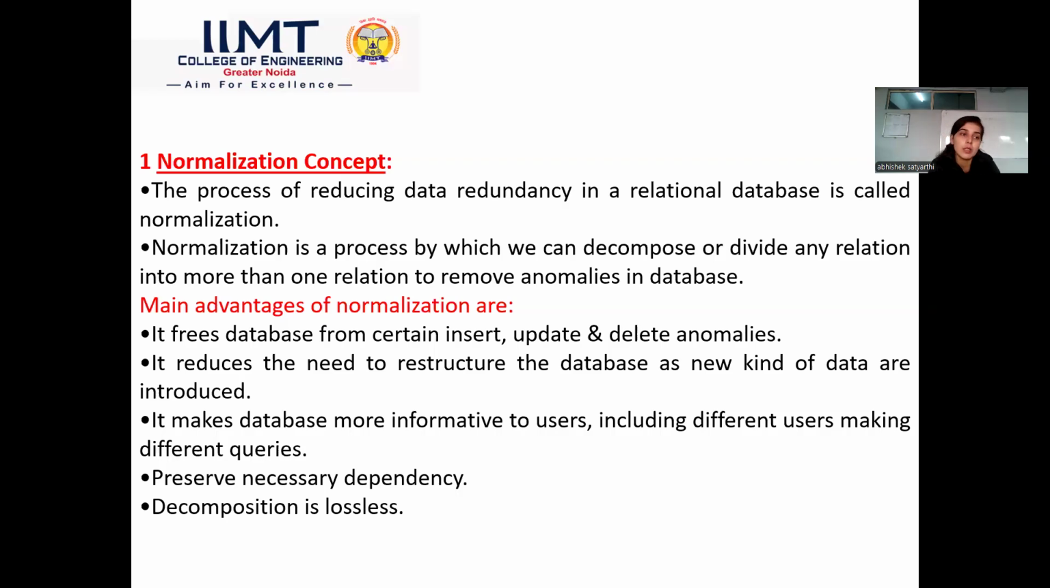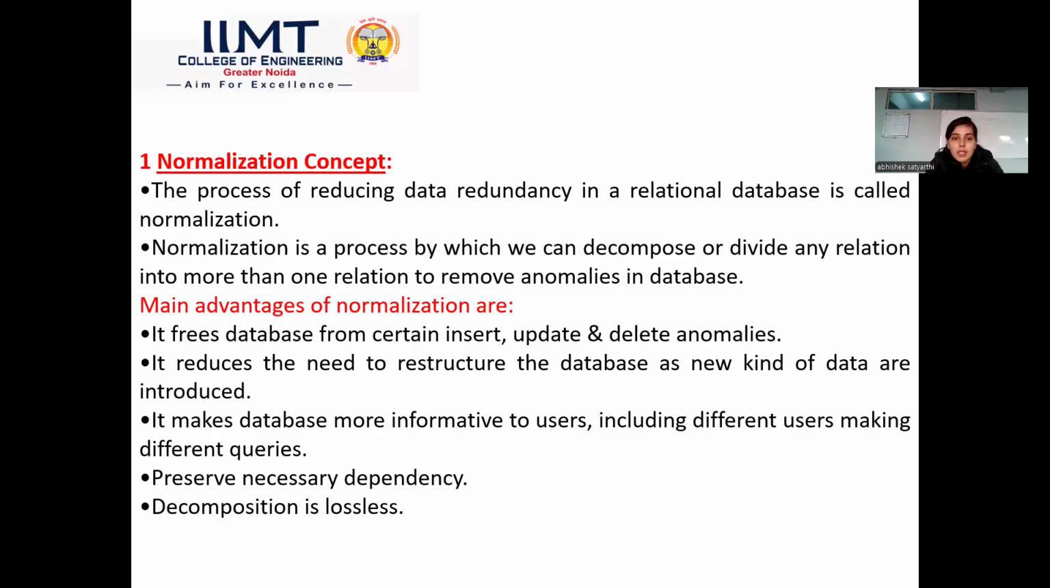We have to take more time to find a particular data, since similar data is present at more than one location in our computer. So basically normalization is the process of reducing the data redundancy, and with the help of normalization we can decompose or divide any relation into more than one relation. With the help of normalization we can remove anomalies in a particular database.